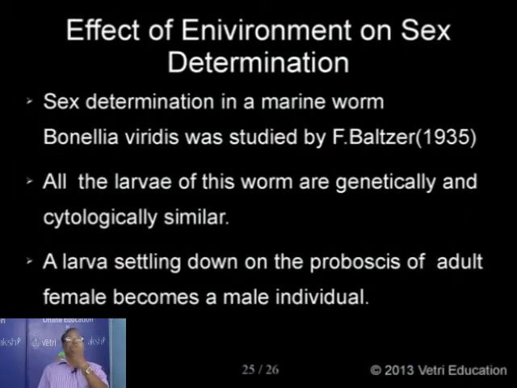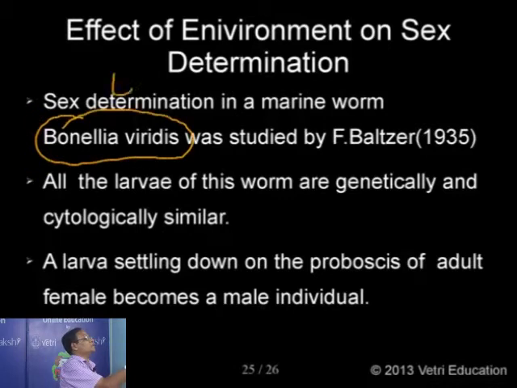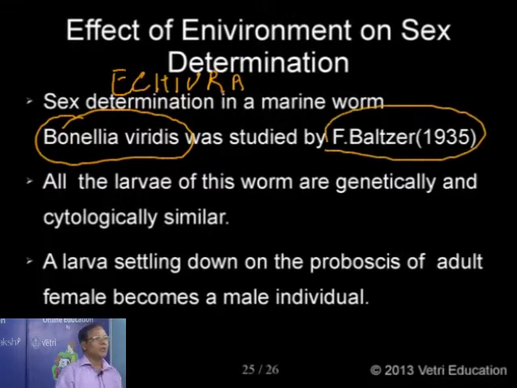Now, effect of environment and sex determination, the last part. In the case of one organism, one echiuroid worm called Bonellia viridis, a marine worm, belonging to one minor phylum, Echiura, that is why it is called an echiuroid worm, studied by F. Gauss. Now the individual exhibits sexual dimorphism.